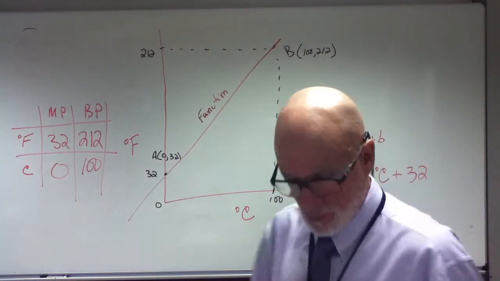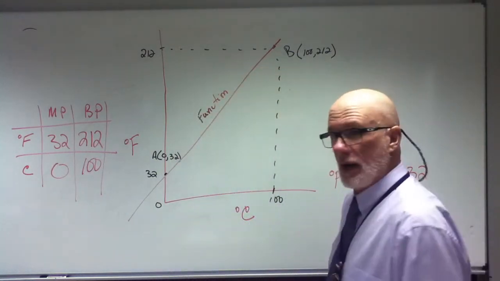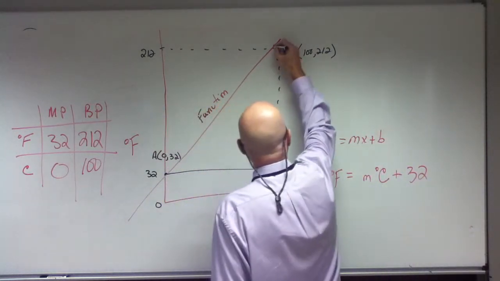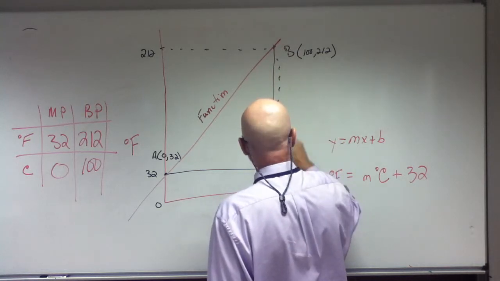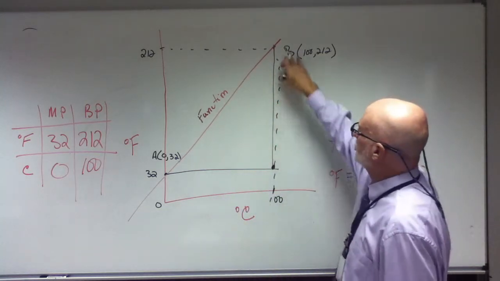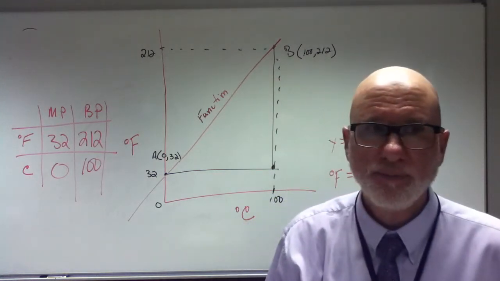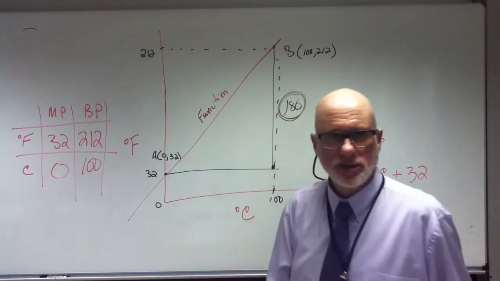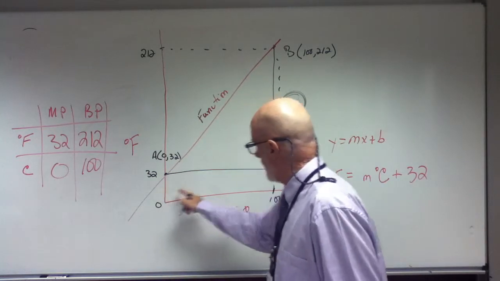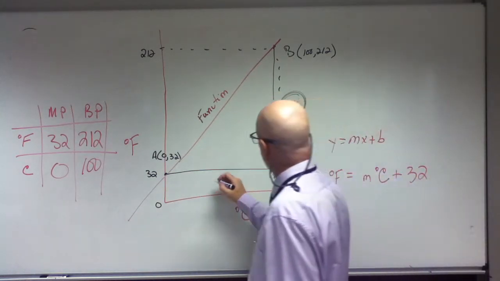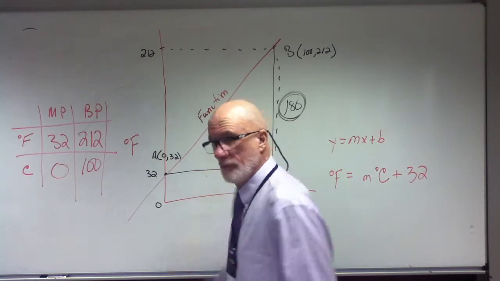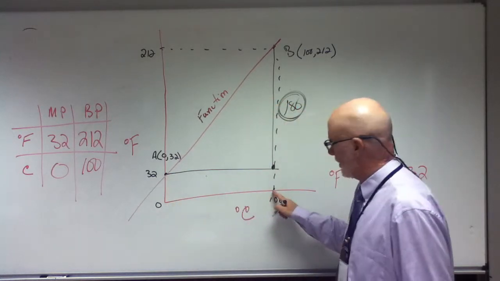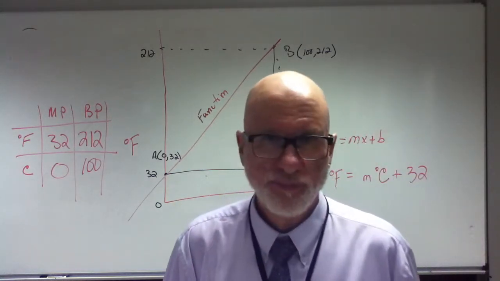So, what do we have to do? Yeah, I like that. Rise over run. So we've got to do this. What's the rise? It goes from 32 to 212. What is that? 180. Okay, that's the rise. What's the run? It goes from what to what? No, it goes from 0 to 100. What's that value? 100.